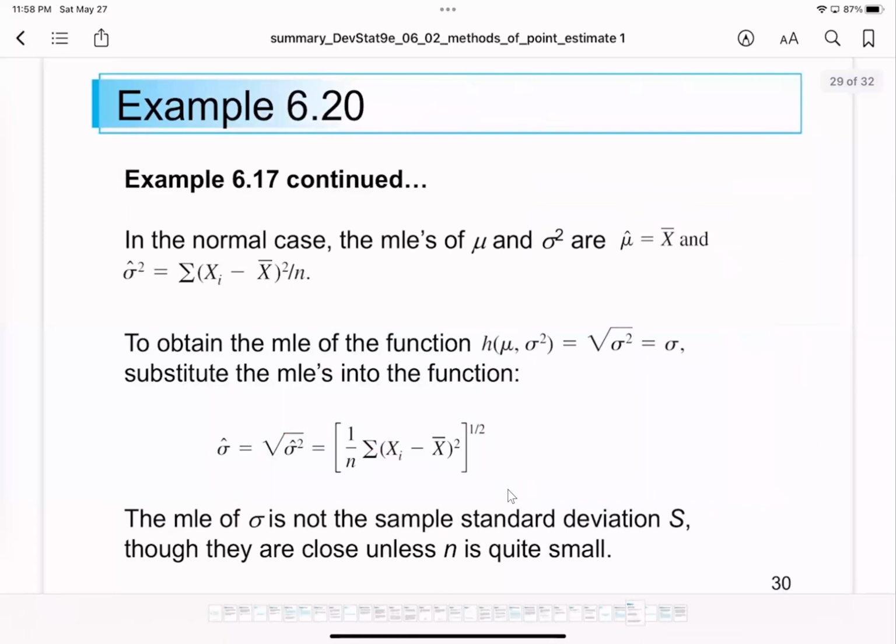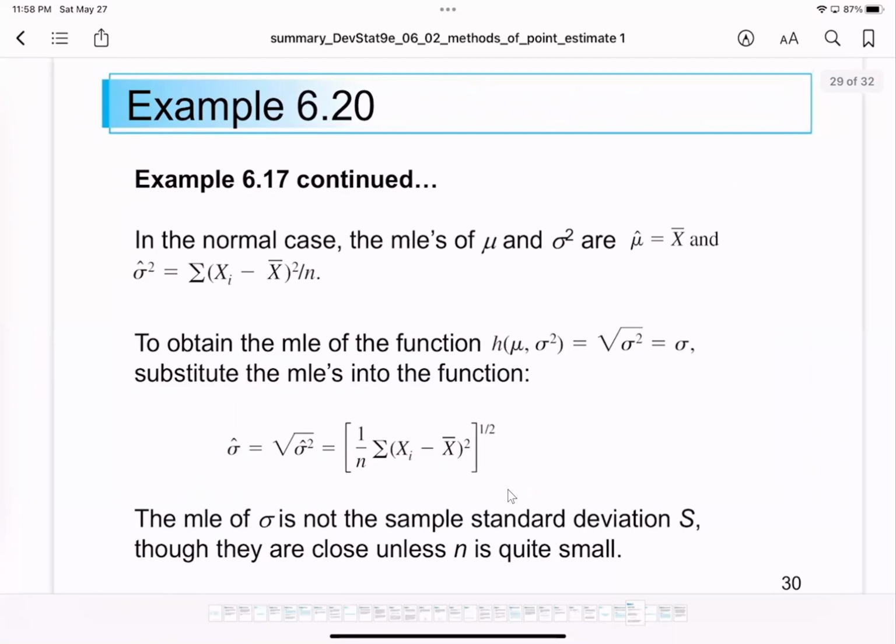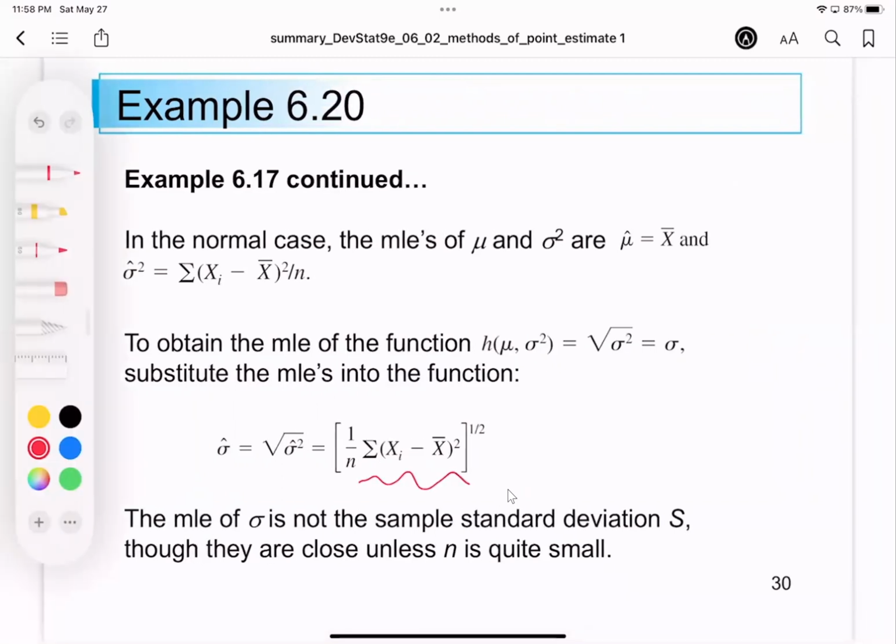Okay, before we move on, talking about property, here is an example. We know the mean and the variance. Their MLE is simply the sample average and sample squared deviation. If we want the MLE of the sigma, because the sigma is a function of sigma squared by taking square root, then the MLE of sigma is simply the square root of this average squared deviation. So this is the MLE of the sigma.